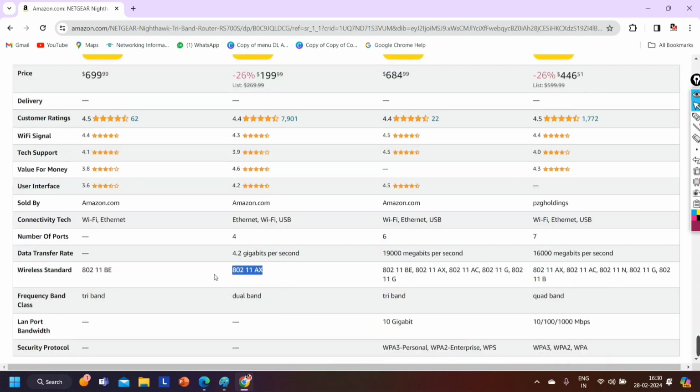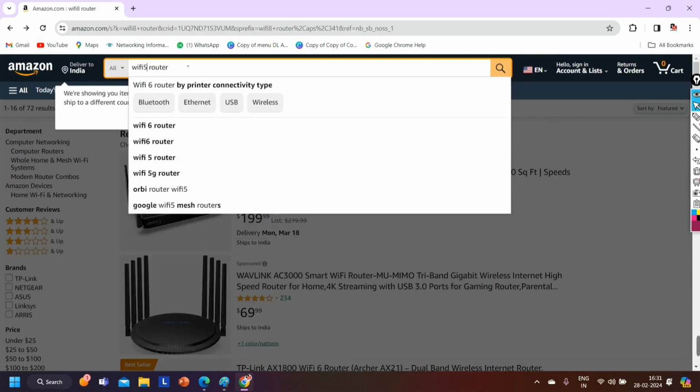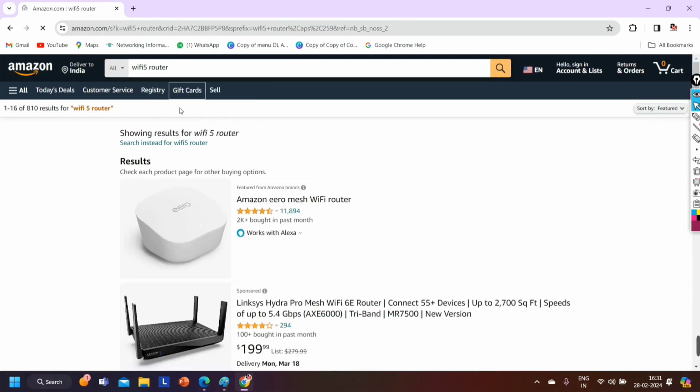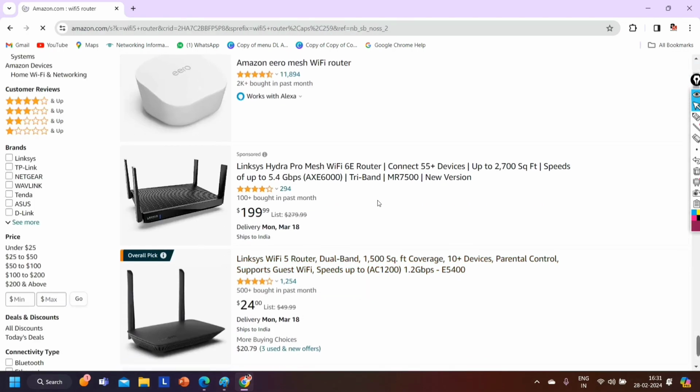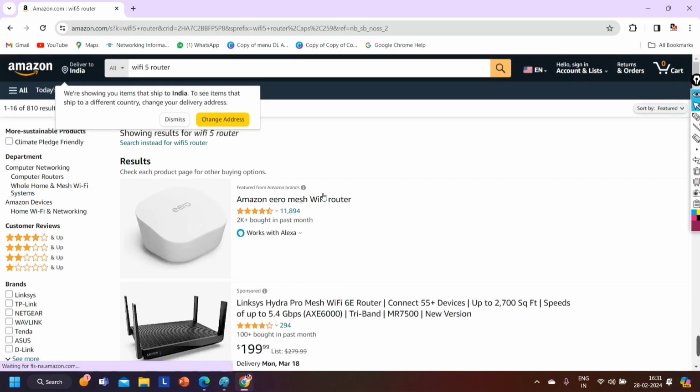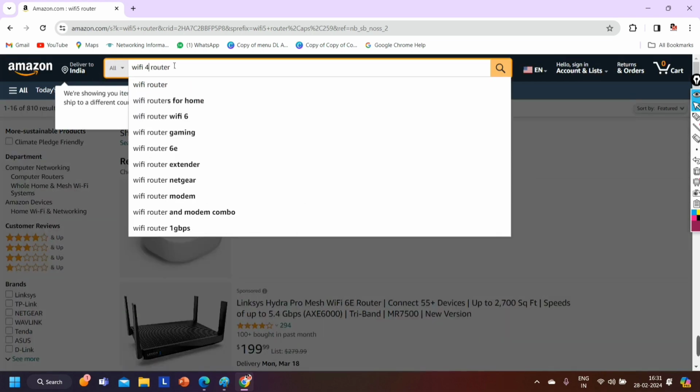Like you can see the standard over here is also 802.11ax and compatible with all these. Fine. You can check the LAN port bandwidth, right? You can check the ports, how many ports are there. 4 ports are there. Wi-Fi 5, or I can say Wi-Fi 4. It will show me the devices, right? I can say Wi-Fi 4.